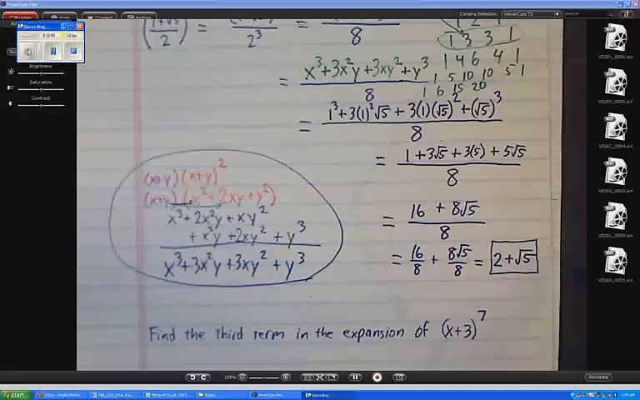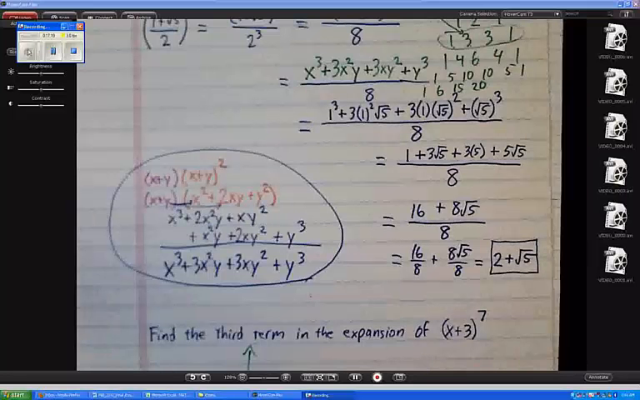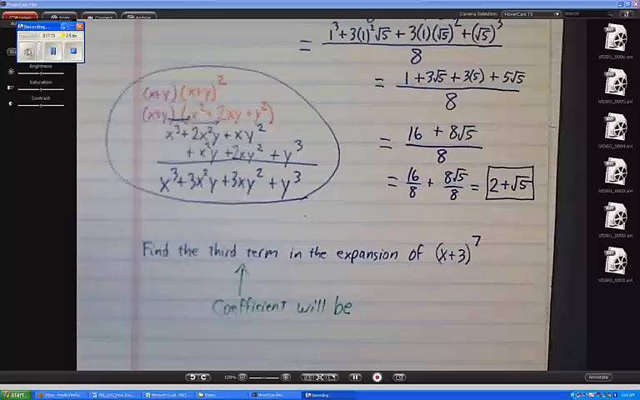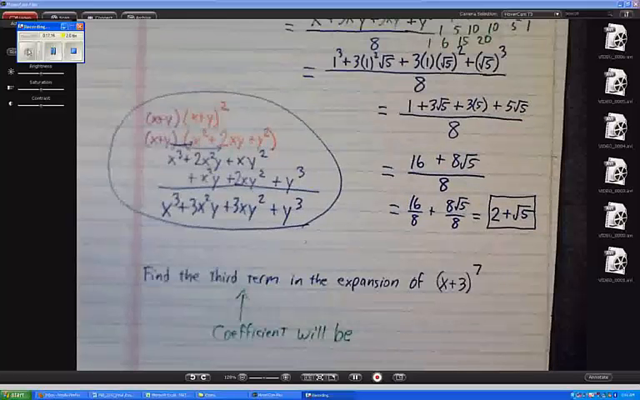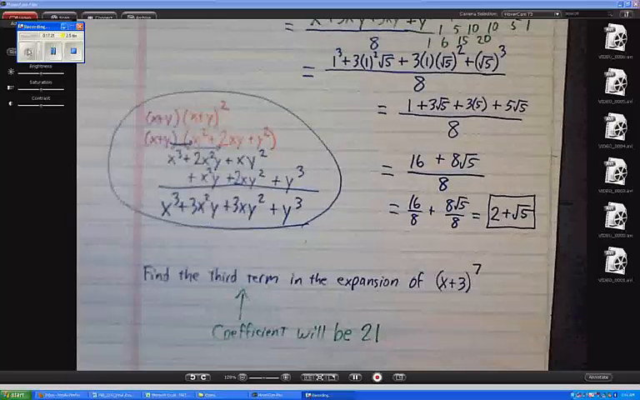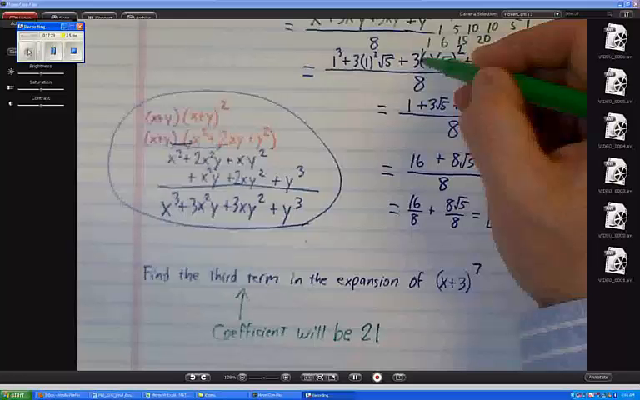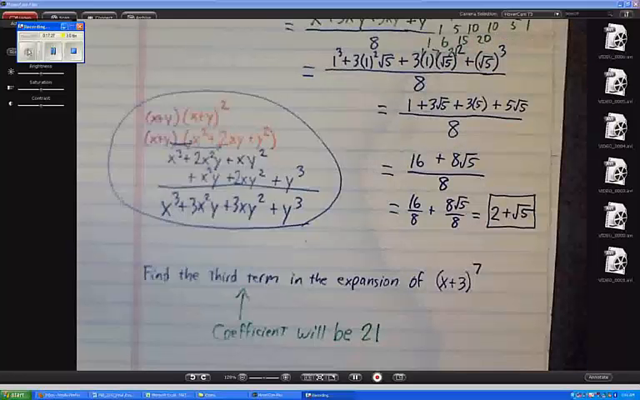What is the third term coefficient going to be? Well, I claim the coefficient will be 21. How do I know that? Because the 7th row is 1, 7, 21. You guys see that? Okay. But to understand this, you need one more thing. You need to know what these numbers are.